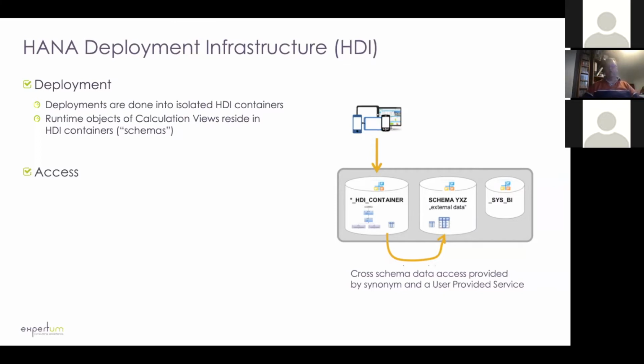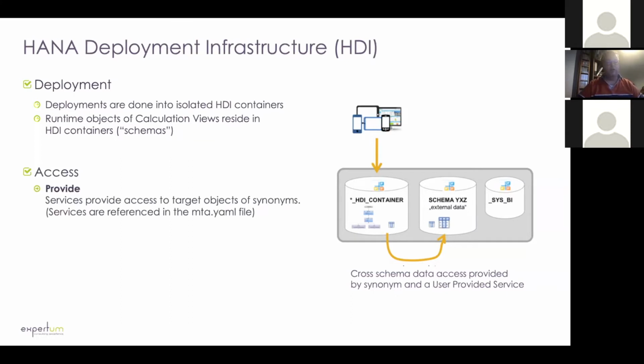Now, if you want to access data outside this HDI container, first you have to provide access to the data outside. So like I mentioned before, you have to create a user-provided service that provides access to, for instance, a classic database schema where all your data is stored. For instance, your data warehouse data is stored in a separate schema. You have to give that access. So you have to create a user-provided service.